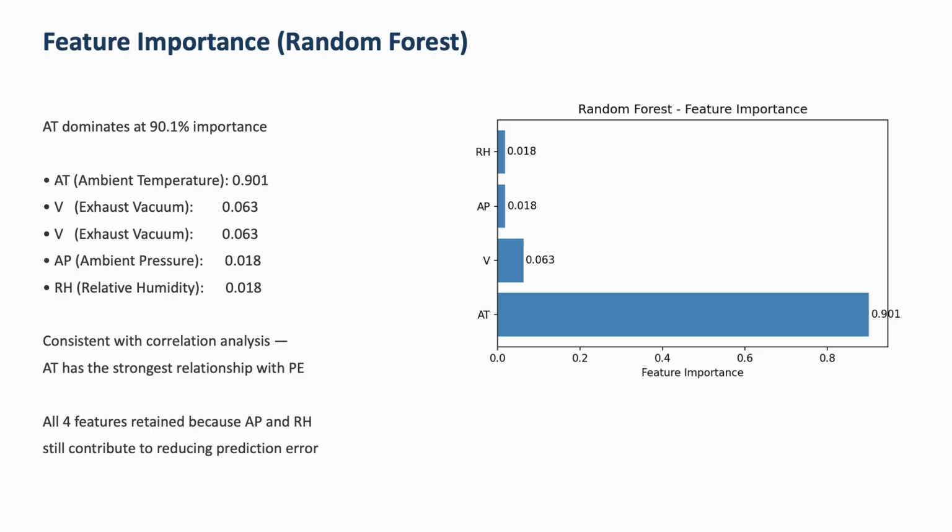The random forest model tells us which features matter most. Ambient temperature accounts for over 90% of the model's predictive power. This aligned perfectly with our correlation analysis. AT had the strongest correlation at minus 0.95. Even though AP and RH each contribute less than 2%, they still help reduce the overall error, which is why we kept all four features in the final model.